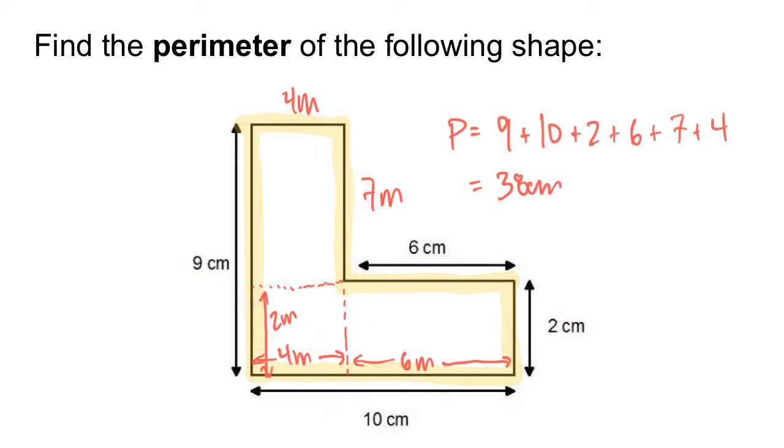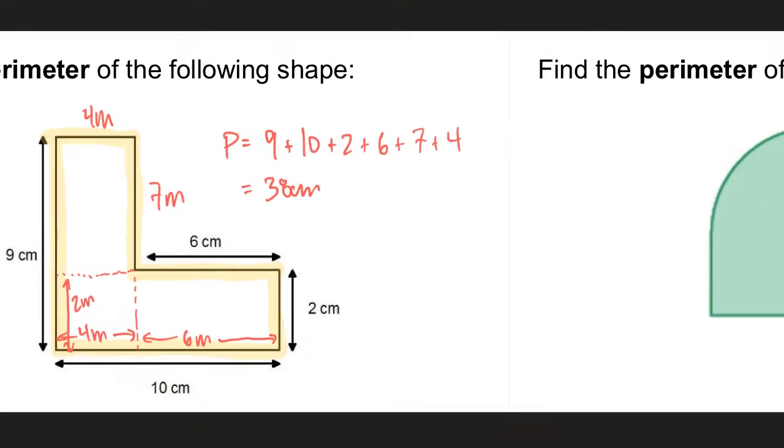Now you notice, why didn't I add this 2 or this 4 or this 6? Well, keep in mind that we're only adding up the outside lengths. We're not adding up any of these inside lengths when we're finding the perimeter. So these 2 and 4 were just used to help us find these other lengths. That's why I usually recommend, when you're finding the perimeter, highlight the perimeter of the shape so you know for sure which lengths to include. So that is the perimeter.